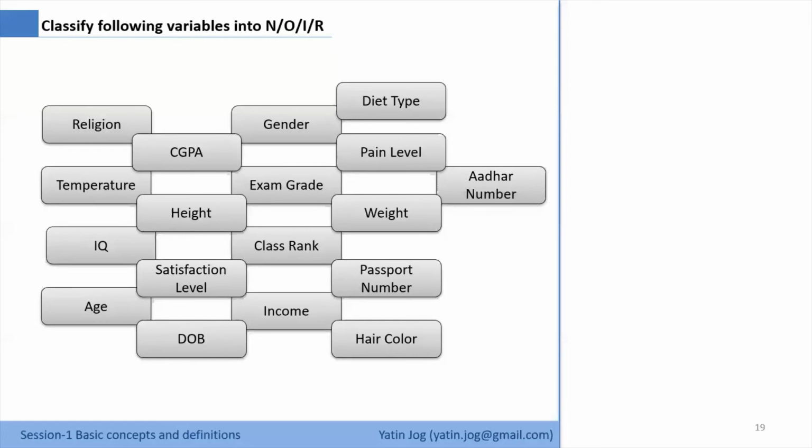So are you ready with the answers? Yes, sir. Okay. So maybe one by one you can give the answers. Religion. Anyone? Religion? Nominal. Okay. Very good, Chaitali. Thank you. Temperature. We have discussed temperature, so I'll skip it. It is interval. IQ.